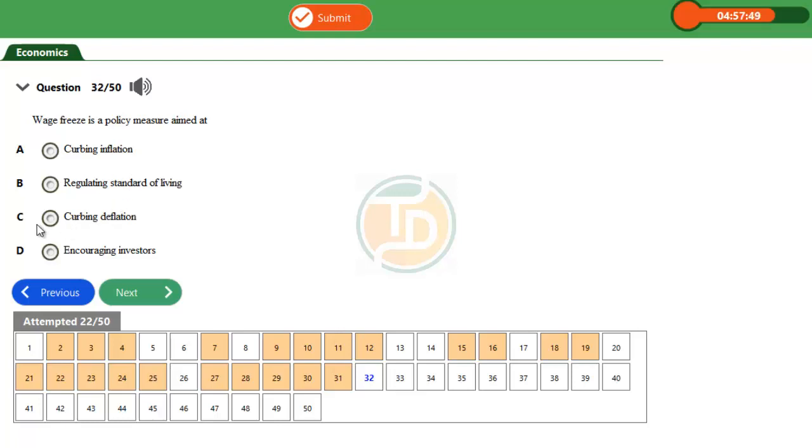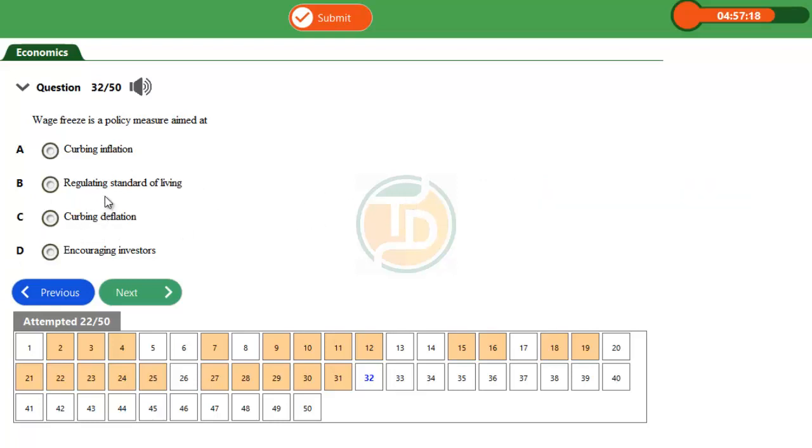citizens in a country. Option C talks about curbing deflation, controlling the persistent decrease in the general price level of goods and services in a country. Option D talks about encouraging investors, making sure that people want to invest in a country and can come and invest. So if you look at these options, I can pick two wrong options. Option B and D are totally wrong and out of the discussion.